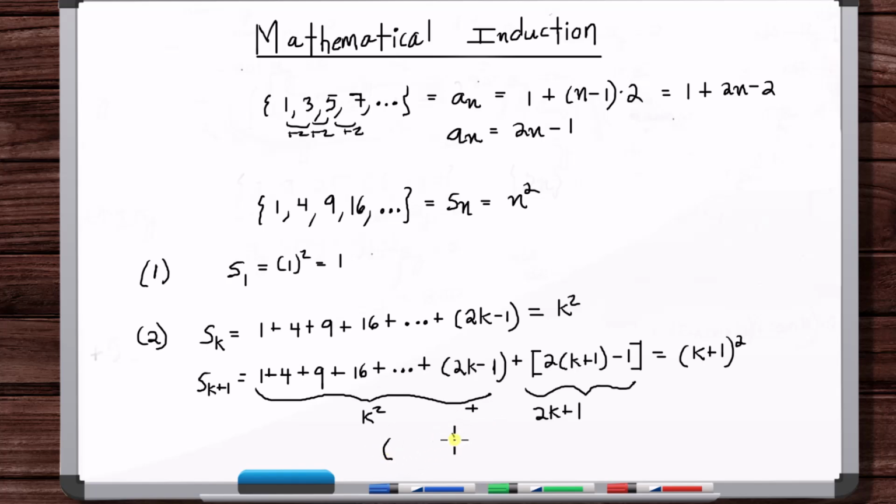Can we factor that? K squared plus 2k plus 1 factors as k plus 1, times k plus 1. So the left and the right are equal. So it's S of k plus 1, we've proven it. And that's it. That's how you do it.